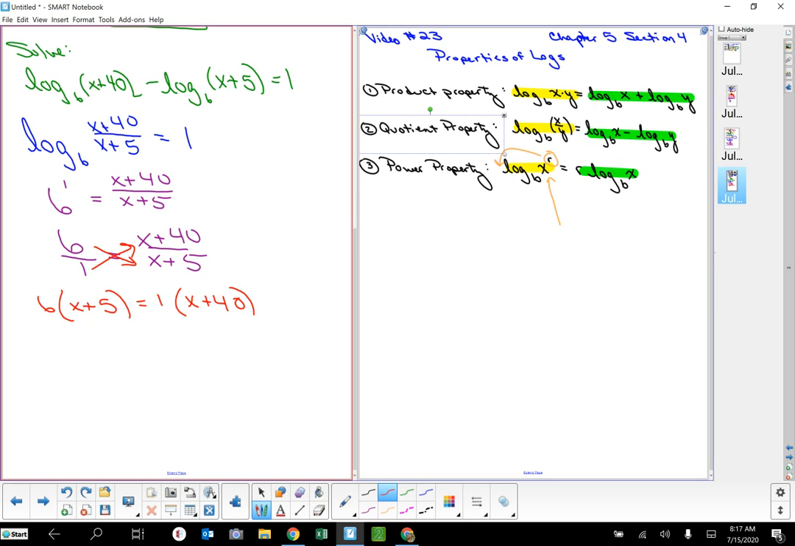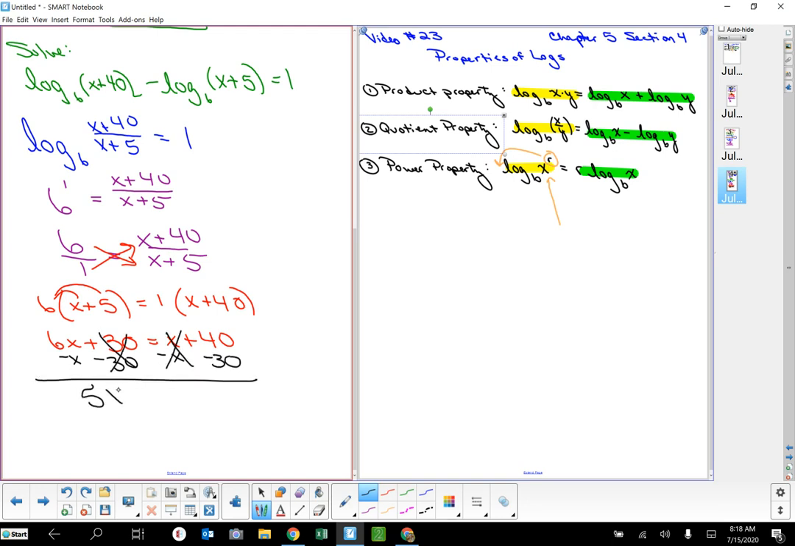Right? When you cross multiply, you get yourself an equation, which is not the strongest suit for some of you. So this is 6x plus 30 equals x plus 40. I'm going to subtract off an x, subtract off an x, subtract off 30, subtract off 30. Cancel, cancel. 5x equals 10, x equals 2.